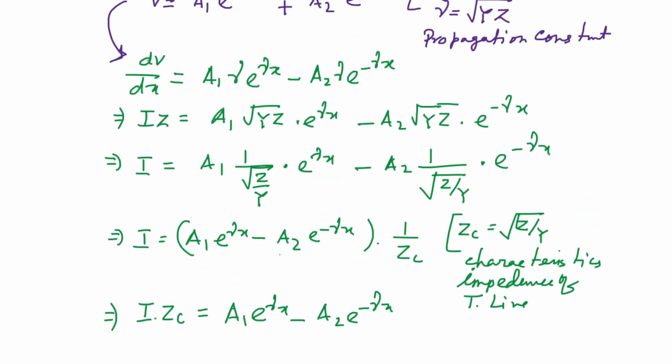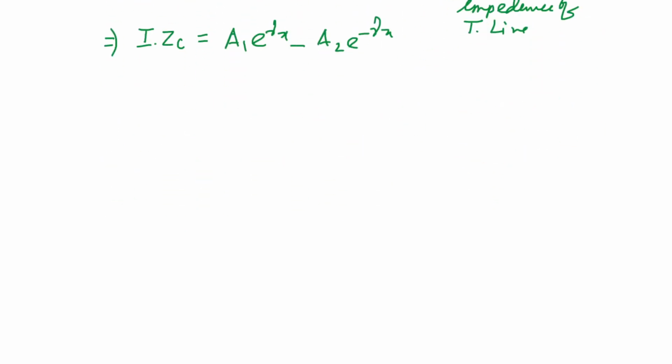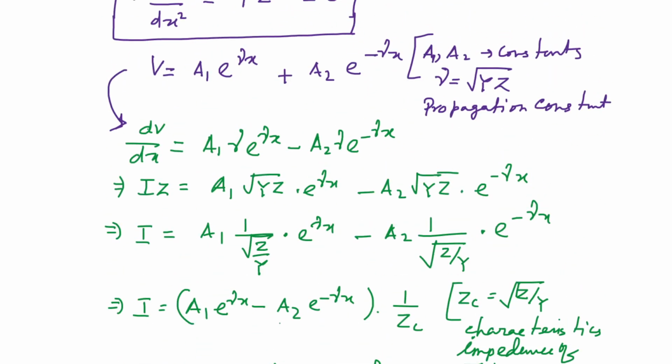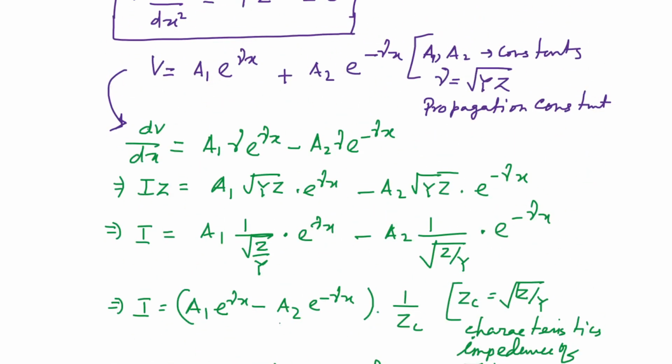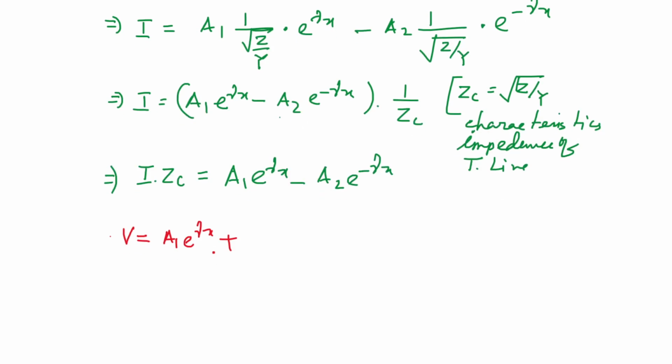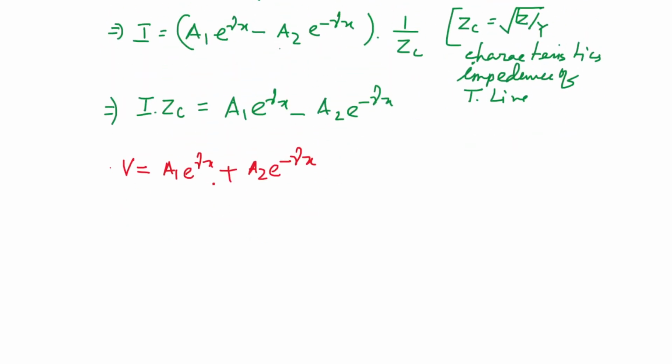So we have two equations with us. But what are they? Equation number 1 is V is equal to A1 e to the power gamma x plus A2 e to the power minus gamma x. And the second equation we have is I into ZC, that is equal to A1 e to the power gamma x minus A2 e to the power minus gamma x.